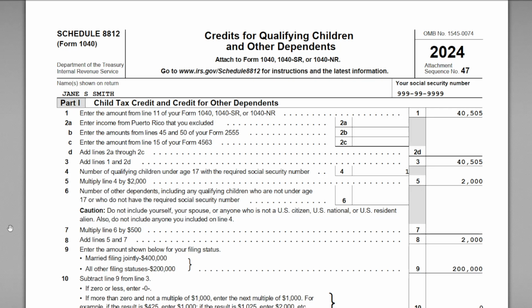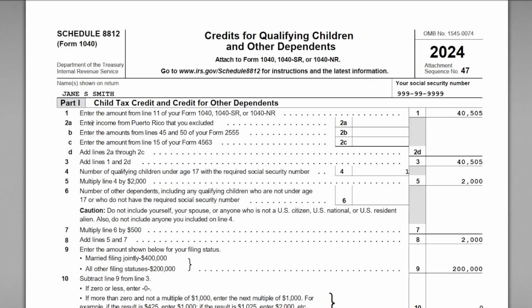For this video, I want to do a quick example for the Schedule 8812, which is the credits for qualifying children and other dependents. So this is the child tax credit, the other dependent credit, and the additional child tax credit. All of that gets reported on the 8812. So this is going to be a 2024 example.